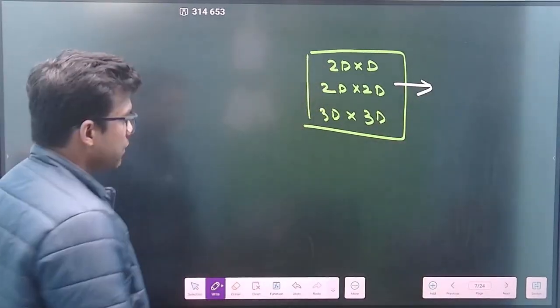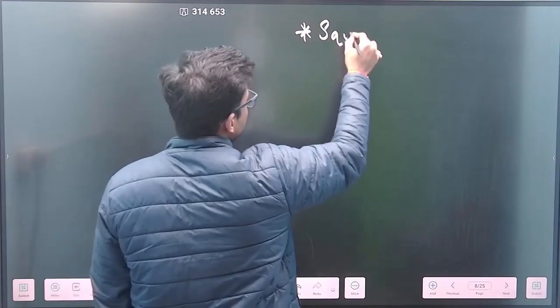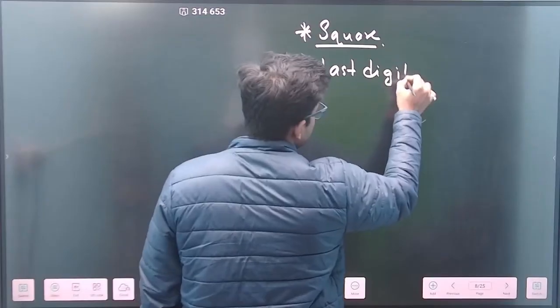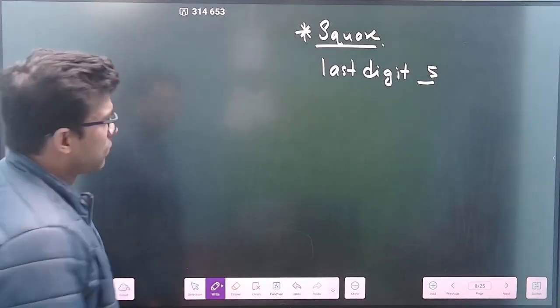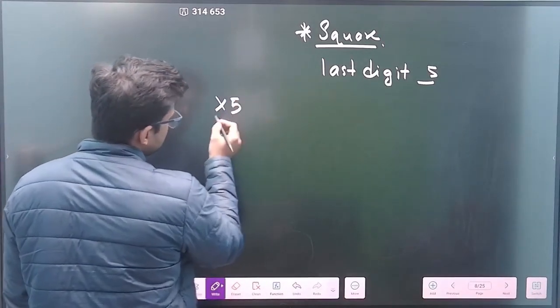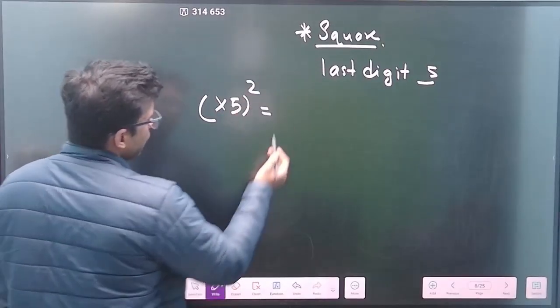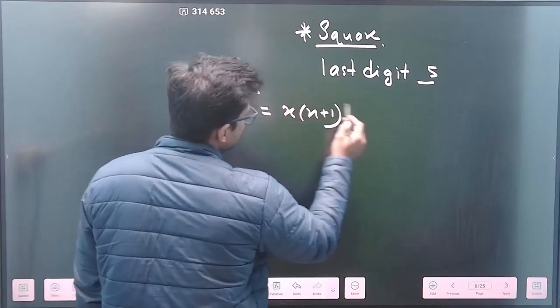Now let's come to the second section, which is called square. There are a lot of methods for doing squares, but I will guide you in a very synchronized way on how you can do the square of any number. First of all, we need to think about a number whose last digit is 5. If the number has last digit 5, how can we do the square of that number? Suppose the number is in the format of x5. We write x, then add 1 to x, which is x plus 1, and then we write the square of 5.